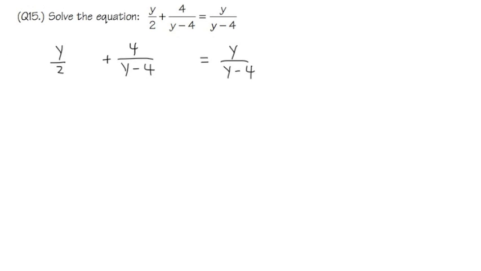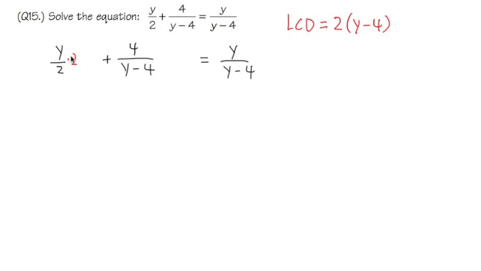The key to solving a rational equation is we have to look for the lowest common denominator. The denominators in this case are 2, y minus 4, and y minus 4. So we can determine our LCD, which is going to be, I need a 2, and then I just need one of the y minus 4. So it's 2 times y minus 4. Let us multiply everything by the LCD. That's why I left a space earlier.